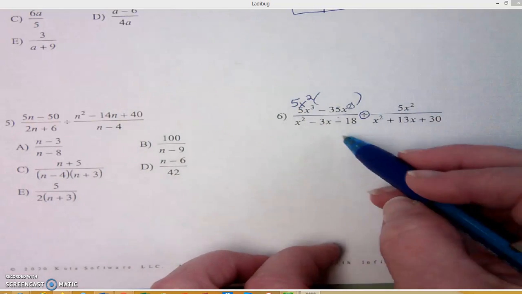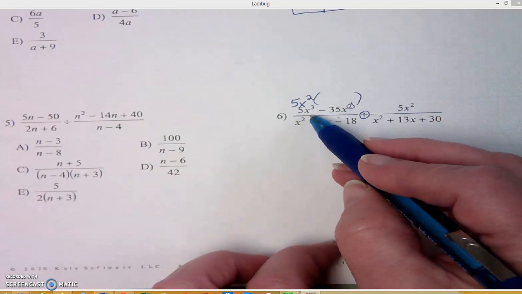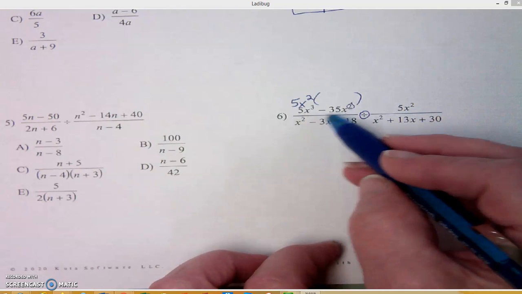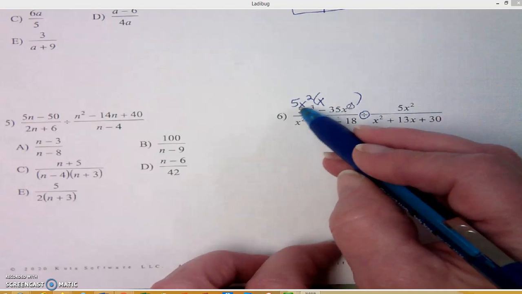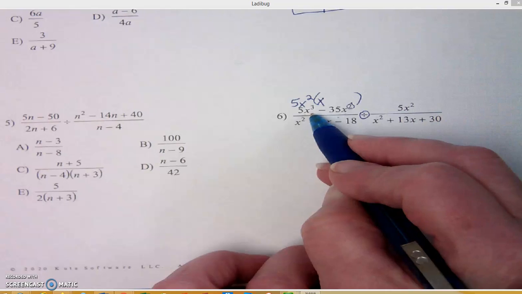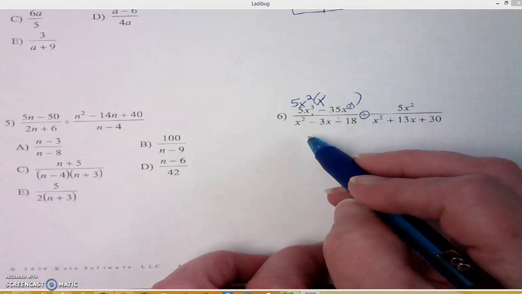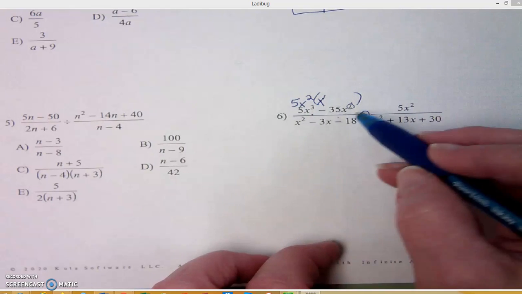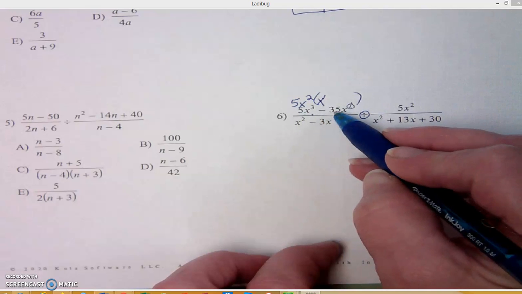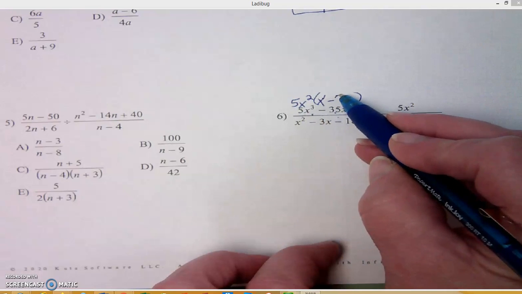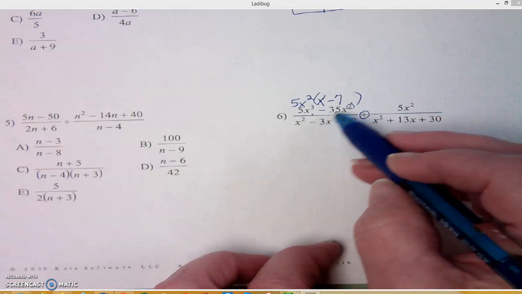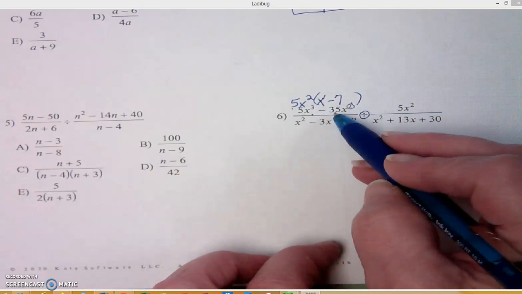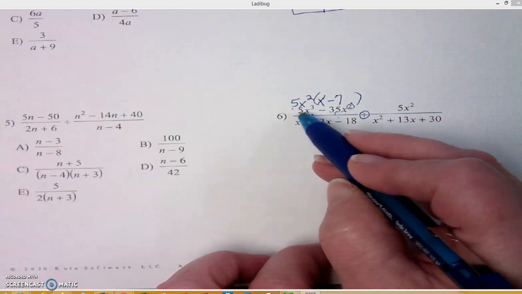So let's see what I need to multiply 5x squared by to get to my original expression here. So I'm going to multiply this by an x. 5x squared times x gives me 5x cubed, because remember you add your exponents when you multiply. 2 plus 1 is 3. And then 5 goes into negative 35, negative 7 times. And then I don't need an x because I already have x squared. So negative 7 times 5x squared does give me negative 35x squared.